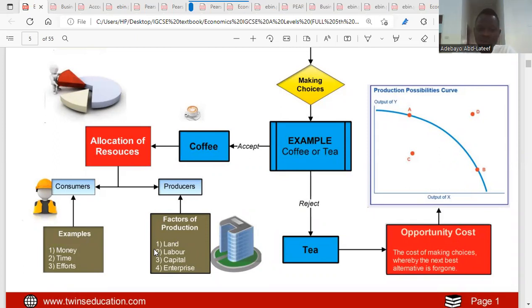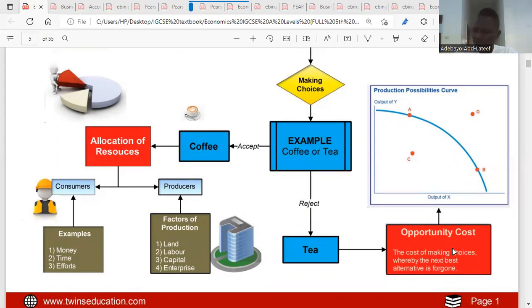So for the consumers, what do they need? They need money, they need time, and they need effort, because they have to strive to be able to buy this product. So on the consumer side, they need money, the time to get it, and the effort. So that is about allocation of resources.